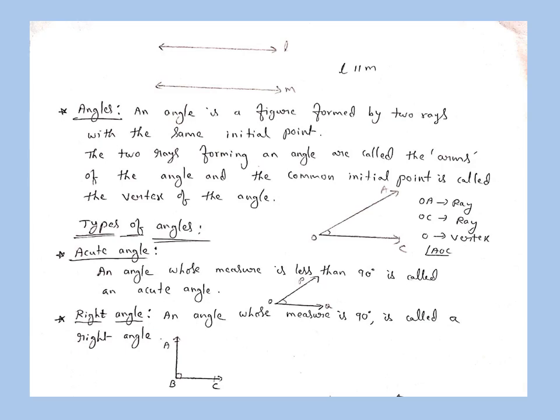Types of angles. See, acute angle. An angle whose measure is less than 90 degrees is called an acute angle. So, less than 90 degrees means it may be 89 degrees; above 0 degrees and less than 90 degrees is called an acute angle. Right angle. An angle whose measure is exactly 90 degrees is called a right angle. 3 o'clock and 9 o'clock denote a right angle.